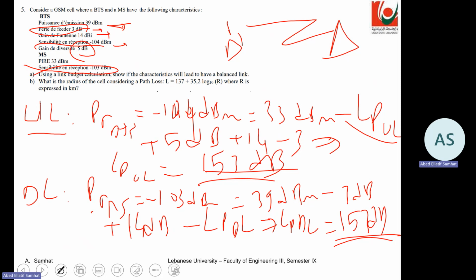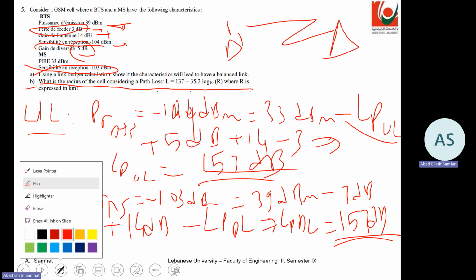So here in part B, we ask what's the radius of the cell considering a path loss equal to L equals 136 plus 35.2 log R, log base 10 of R, where R is the radius. This is a simple formula of the path loss as a function of the radius of the cell. We assume that we have, let's say, a circular cell. It's an assumption. So in this case, if we have 153 dB, we can calculate it as follows.